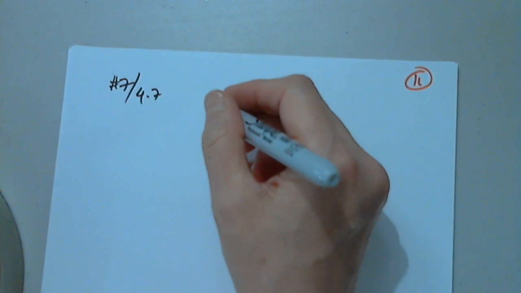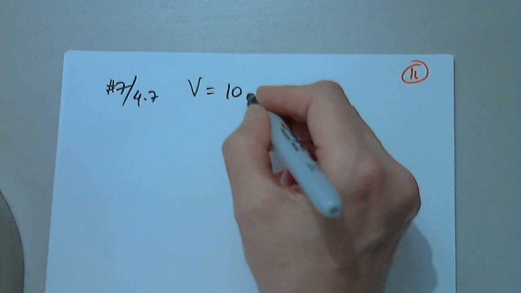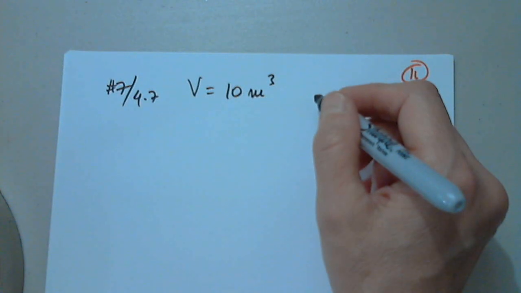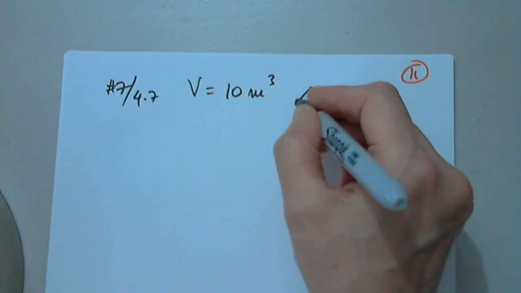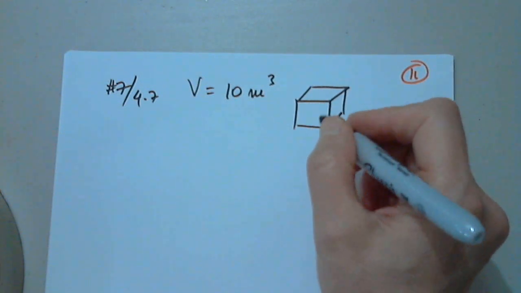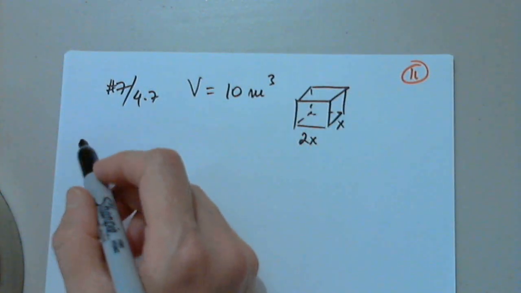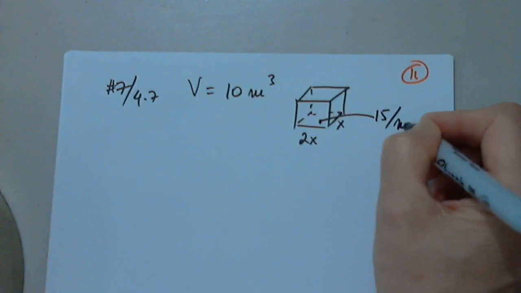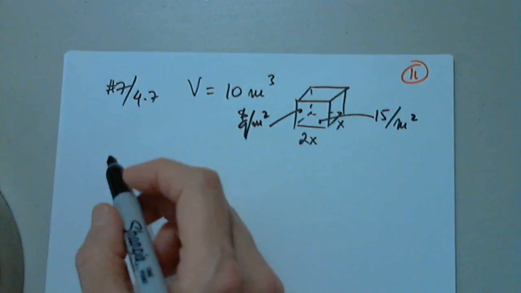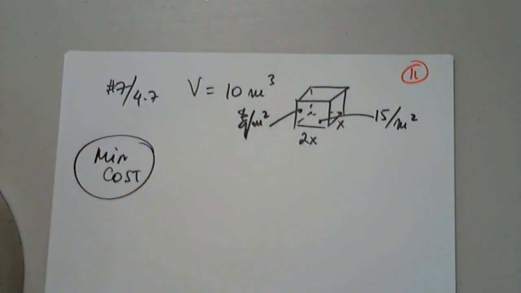A rectangular storage container without a lid is said to have a volume of 10 meters cubed. The length of its base is twice the width. So it's a rectangular box, and if this is x, this is twice x. Material for the base costs 15 per square meter and the sides cost 9 per square meter. Find the cost for the least expensive container. So minimize cost. Very good problem. Thank you.